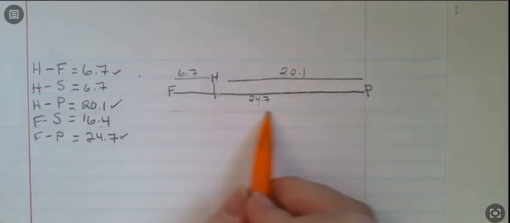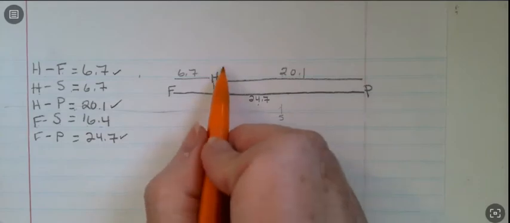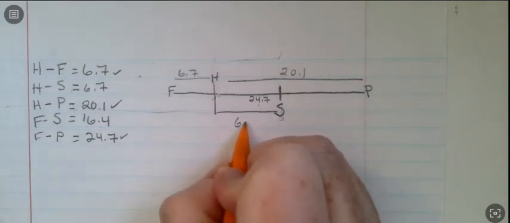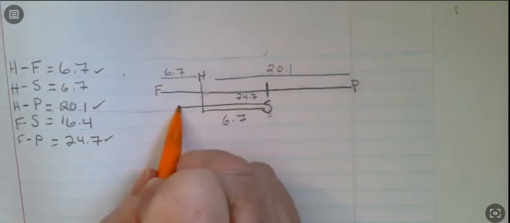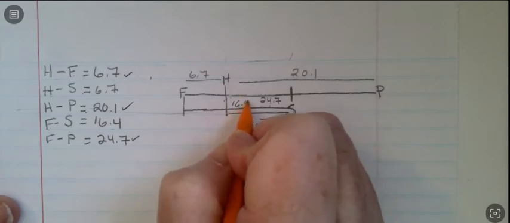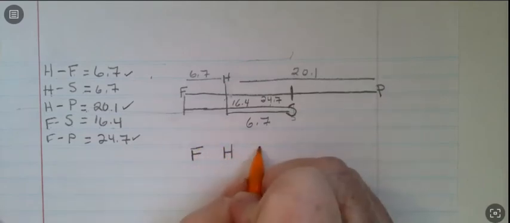All I have left is H to S and S to F. S to F is 16.4, so S could be either over here, or way back over here somewhere. But H to S is 6.7, and if it was over this way, it wouldn't work. It'd have to be this one. So S is going to be here. From H to S, this distance is 6.7, and from F to S, that distance is 16.4. So I've discovered that my relative mapping is F, H, S, P.